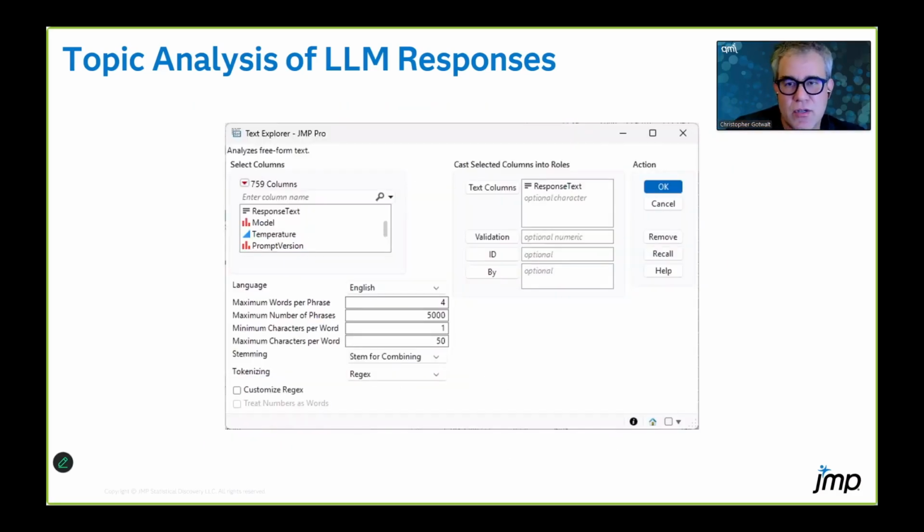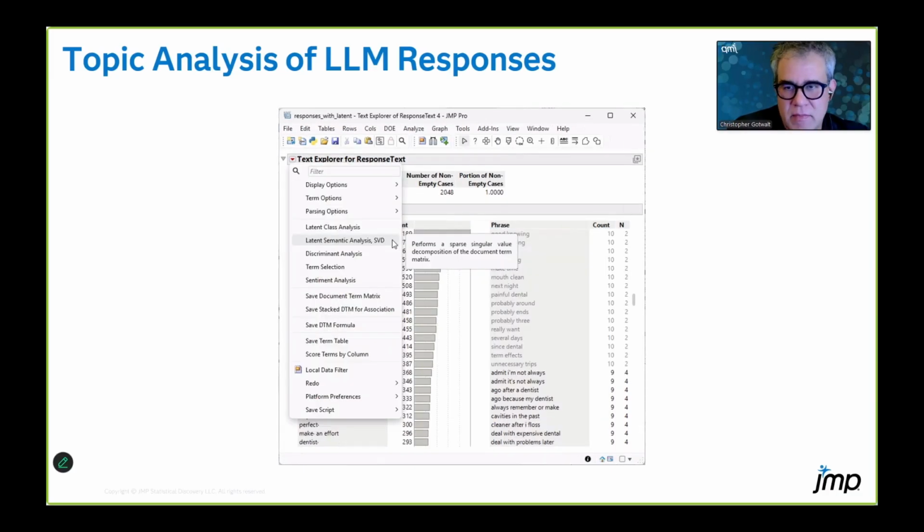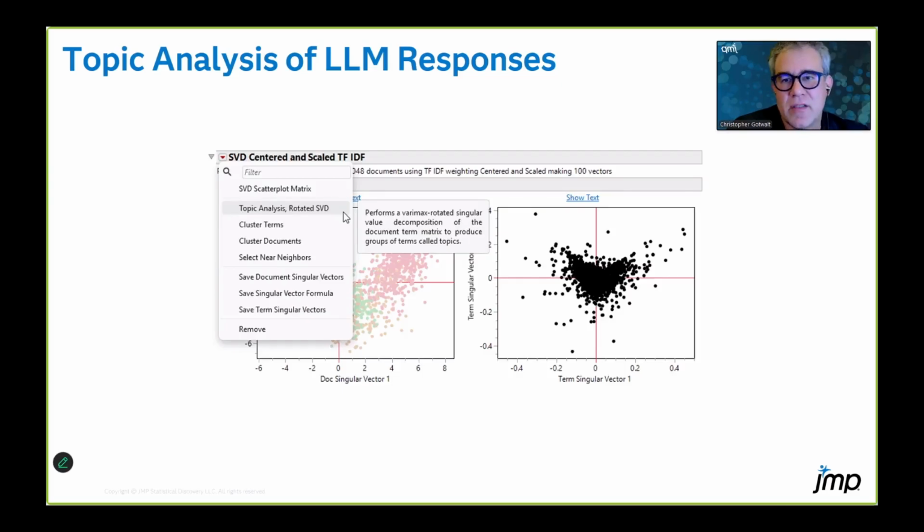So I got these results by launching the platform with the defaults, except for STEM for combining. Then I added all the phrases that occurred at least 10 times as terms. Then I did a latent semantic analysis just using the defaults. And from there I also did a topic analysis using the default of 10 topics.